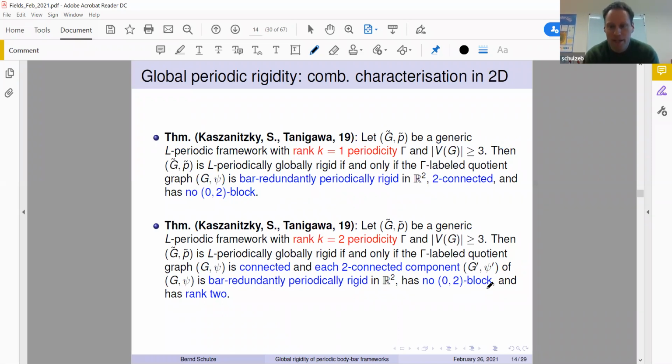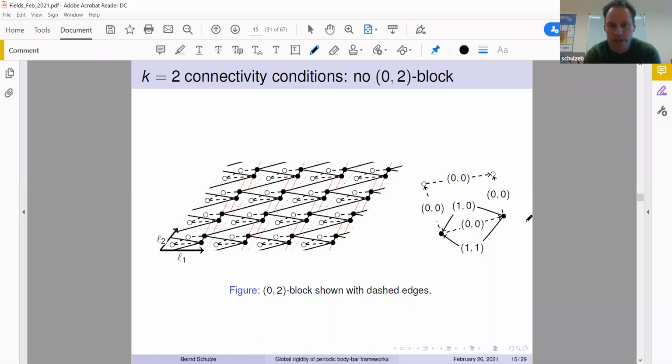Again, I don't want to define this formally. Informally speaking, a 0-2 block is just a subgraph of this gamma-labeled graph that has rank 0, and it is separated from the rest by a vertex cut of size 2. Let me show you some pictures that I think make it perfectly clear why we need these connectivity conditions for global rigidity. If you have a 0-2 block, you can see this in the quotient graph on the right, as this graph here with the dashed edges. If you look at these 4 dashed edges, they all have group label identity, and so the rank here is 0. And we see that this dashed part is separated from the rest of the graph by these 2 vertices. So this is a 0-2 block.